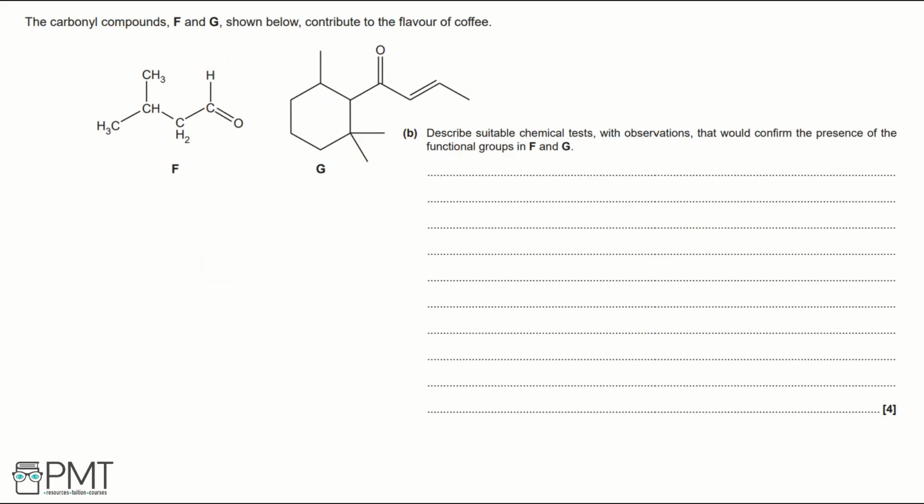Part B. Describe suitable chemical tests with observations that would confirm the presence of the functional groups in F and G. So the first thing we need to do with this question is identify the functional groups in F and G. So if we start with F, the functional group in F is this aldehyde group. So F, aldehyde, and the test for an aldehyde is going to be Tollens reagent.